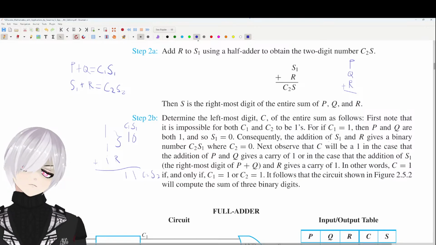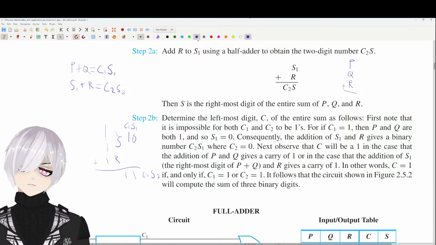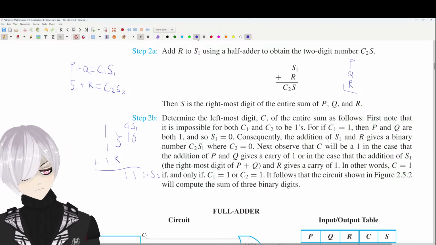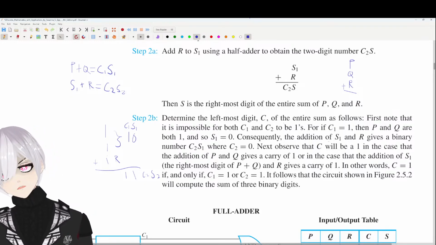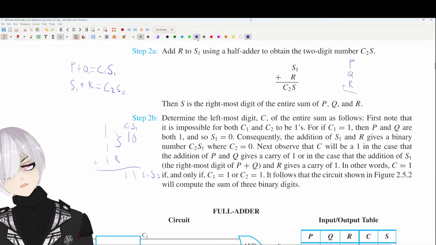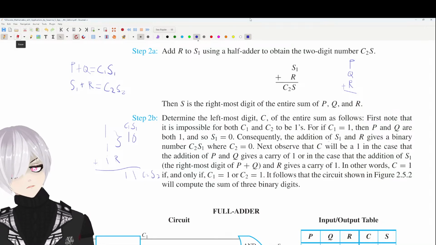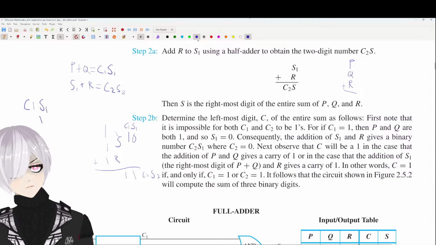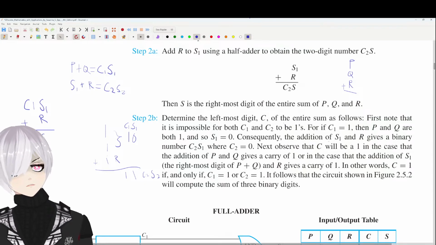So maybe it could be helpful to also write C1 S1 plus R equals CS. Yeah, and maybe write it with the C1 S1 above the R, so that the columns are visible. Let me move this.